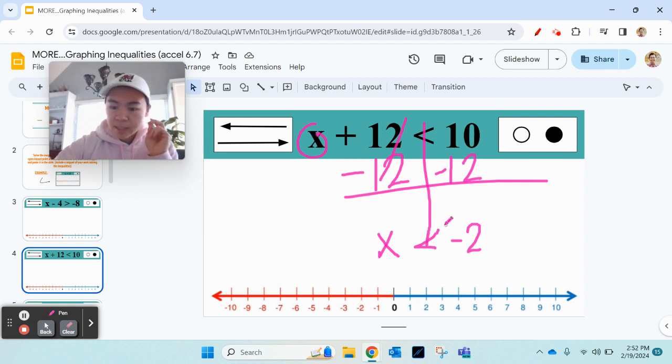So this is x is less than negative 2. So we're going to use an open point on negative 2, because it can't be negative 2. It's all the numbers less than, which are over here to the left side. All the numbers smaller than negative 2.